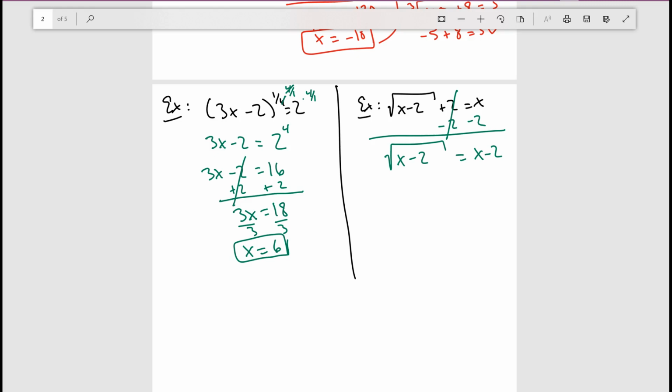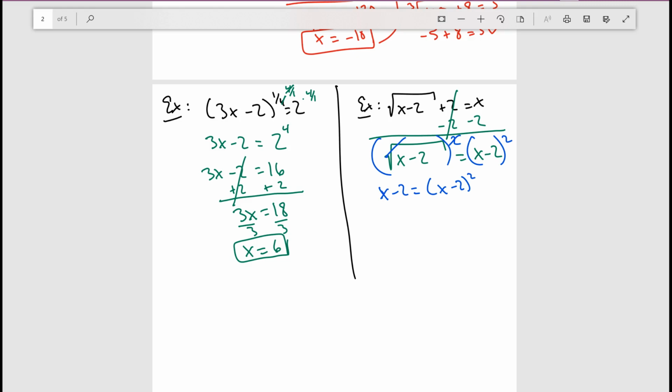Now, we can only apply one square to each side. So if I apply a square here, I cannot do it to this individual one. You have to apply it to the whole thing. The square root is going to cancel out the square. So you're left with x minus 2 equals x minus 2 squared.